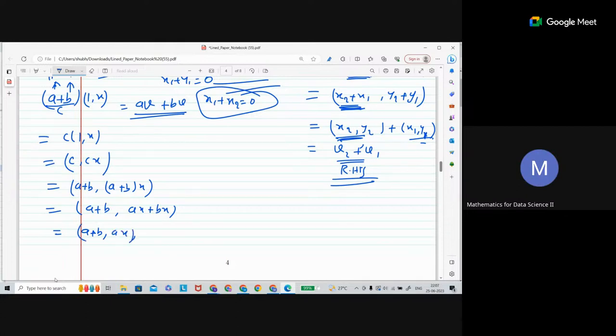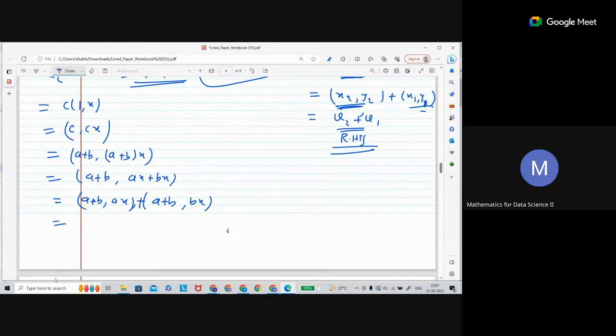And here is A plus B. This you will get, here is plus will be as addition is defined. Yes, sir, correct. Okay. So now what it means that? It means that here is, let me check once again.